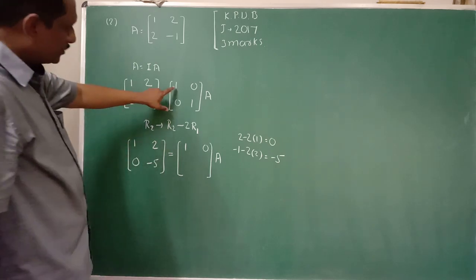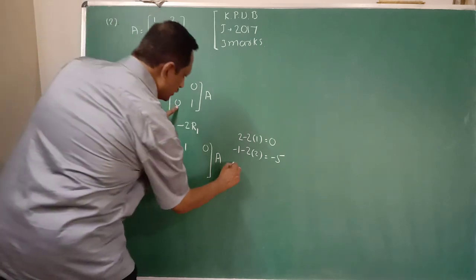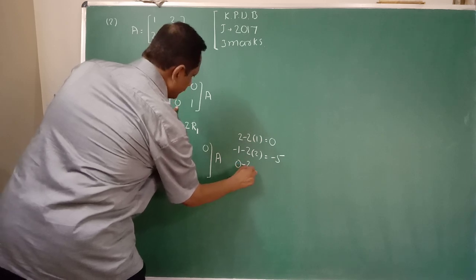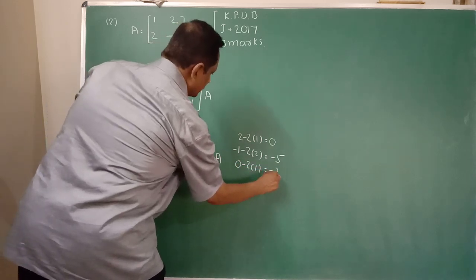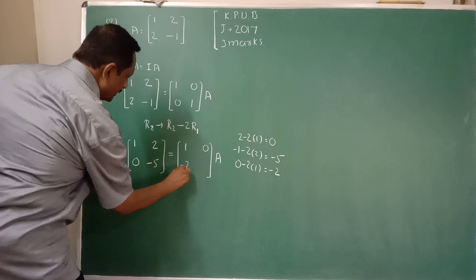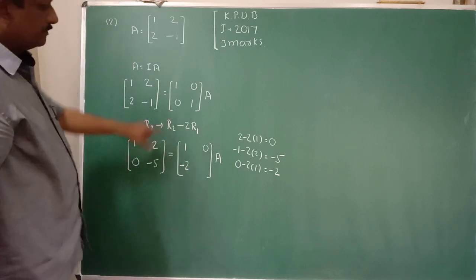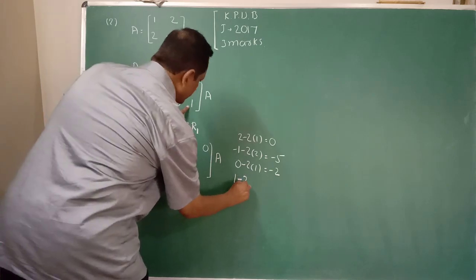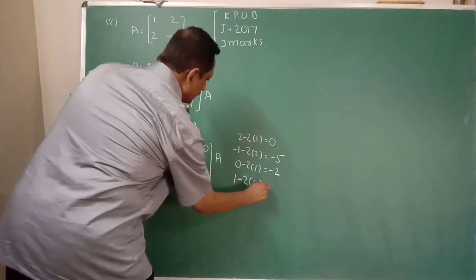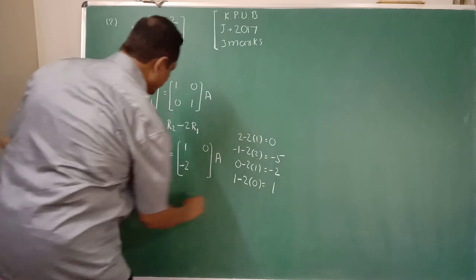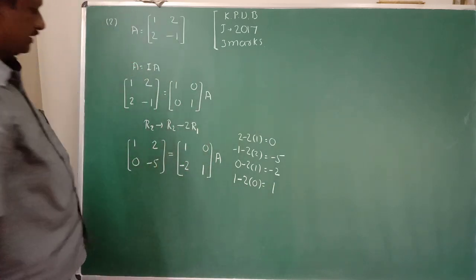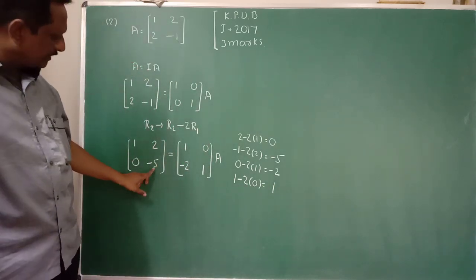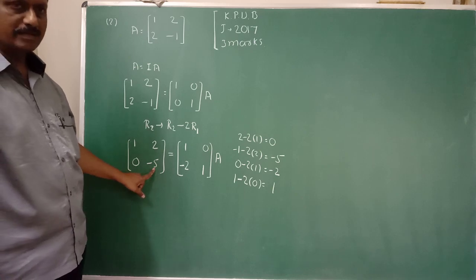Then multiply by 2 and subtract here. So 0 minus 2 into 1 is minus 2, so right here minus 2. Then multiply by 2 and subtract here. 1 minus 2 into 0 is 0, remaining is 1. So right here 1. Next, at this place we want a plus 1 here.